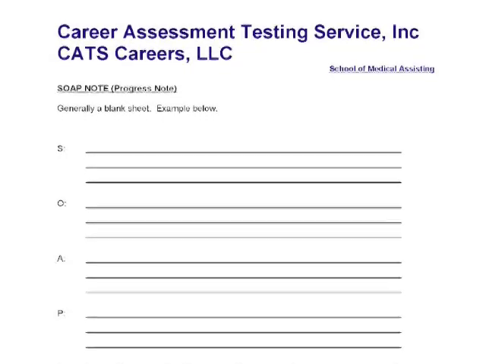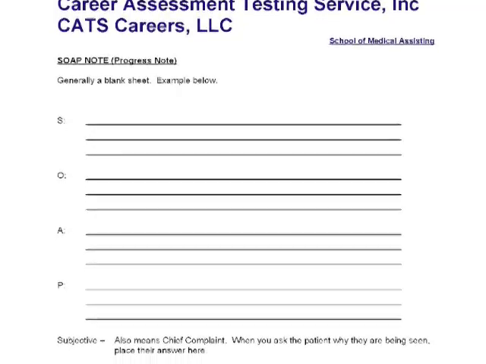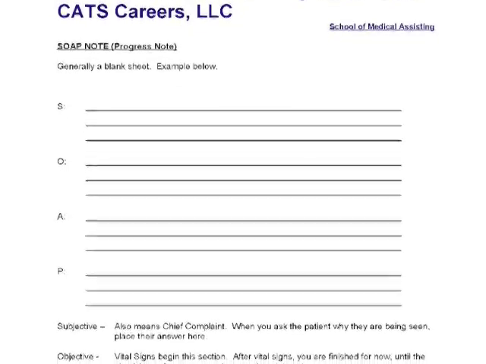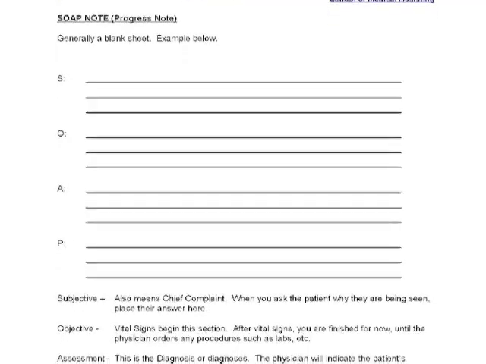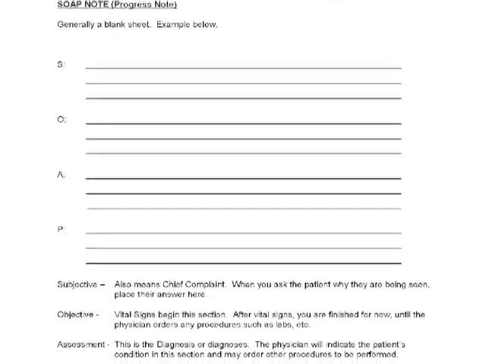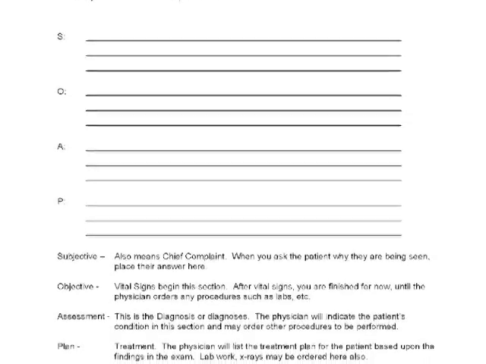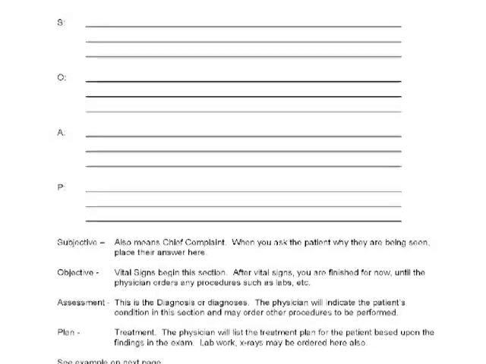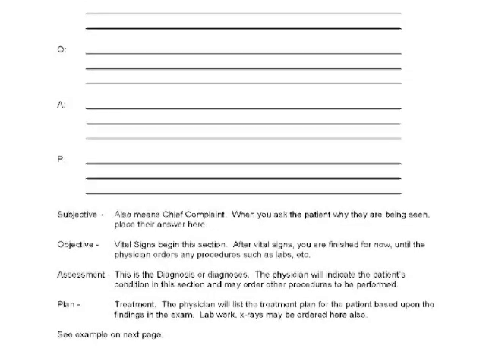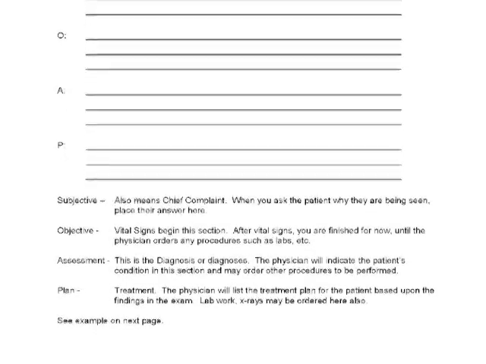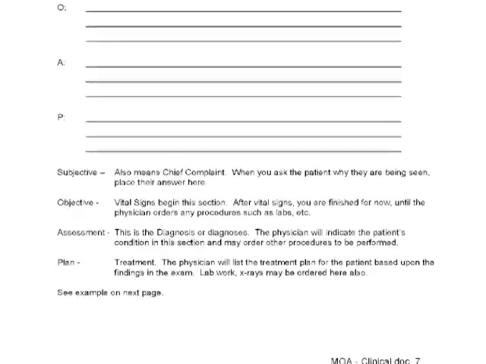This is the SOAP note. Generally, it's a blank sheet of paper with lines on it with the letters S-O-A-P. The S stands for subjective, which also means chief complaint. When you ask the patient why are they being seen, you place their information there. O is for objective, and that's where you indicate the vital signs. After you've taken the vital signs, you put the medical record on the door, and the physician will begin the exam. In the O section as well, the physician will indicate the exam notes.